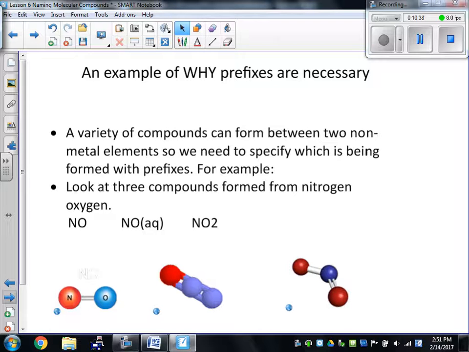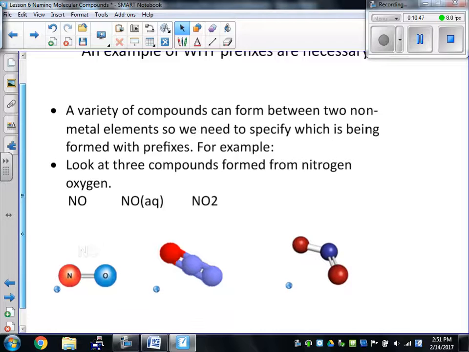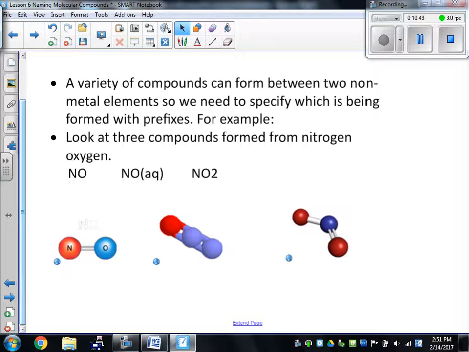Well, we have a variety of compounds that can form between two nonmetal elements, so we need to specify which is being formed with prefixes. So if you look at these three compounds here, we got NO and NO2, and there's probably a few different ones here as well. So we need to have prefixes in order to tell you how many of each atom we have.